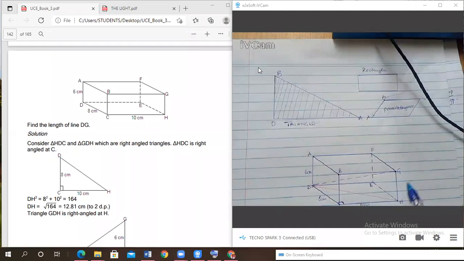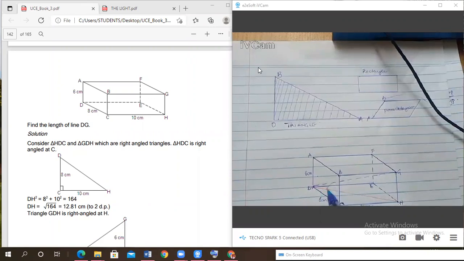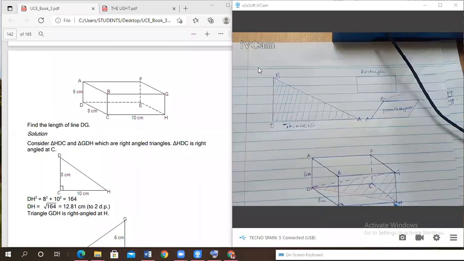Now, for us to determine this line, we should know which plane this line is on. Line DG. On which plane is this line on? So after noting the plane, let us see, how do we get the plane? So when you see, this is D to G, and then I have H down here. So I have something inside here. I don't know whether you can see it, this triangle.